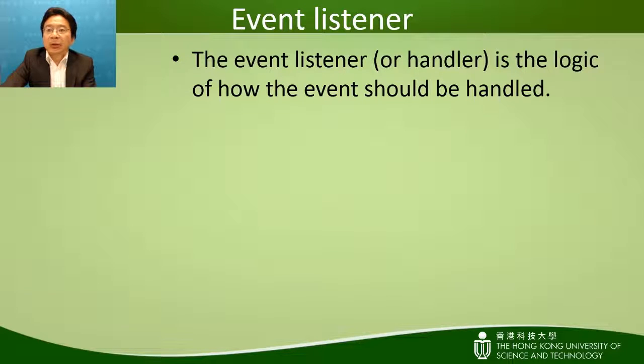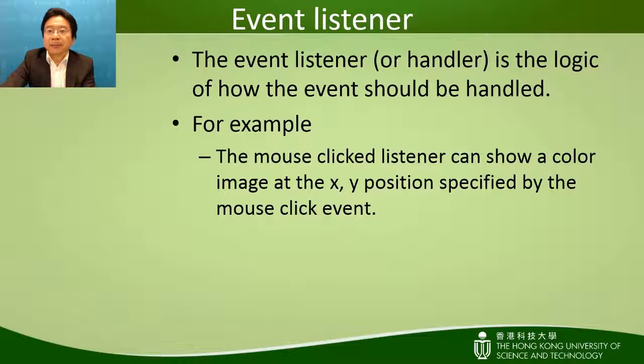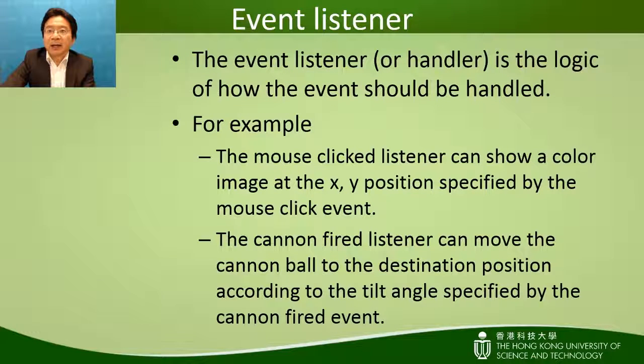The event listener, also known as event handler, is responsible for generating responses to an event. The event listener waits until it receives an event. Once the event is received, the listener processes the logic of how the event should be handled. For example, the mouse click listener can position a color image at the XY position specified by the mouse click event. The cannon fire listener can move the cannonball to the destination position according to the orientation specified by the cannon fire event.